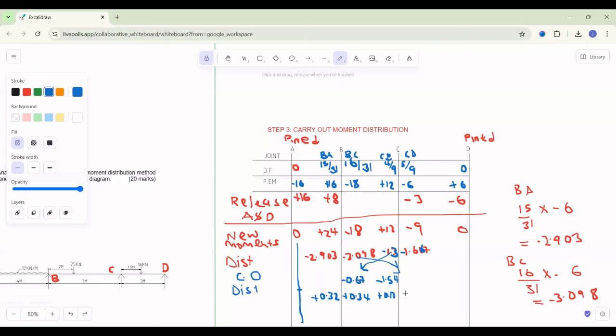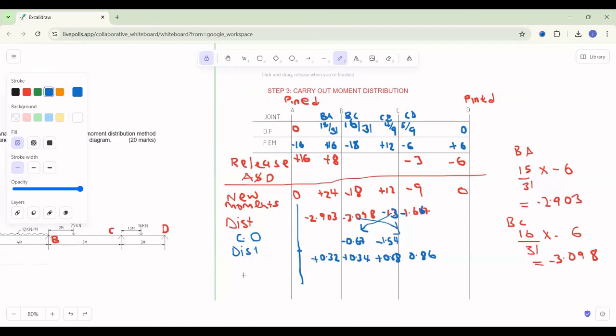sorry, I made a mistake there. So it will be positive 0.68, and here it will be 0.86. Again, the next thing you do is carry over.